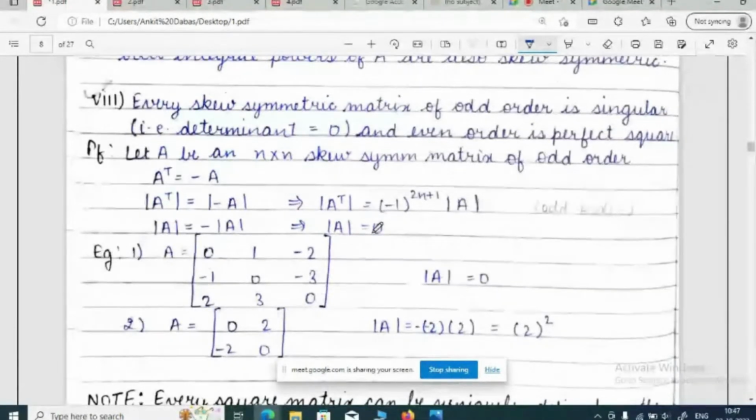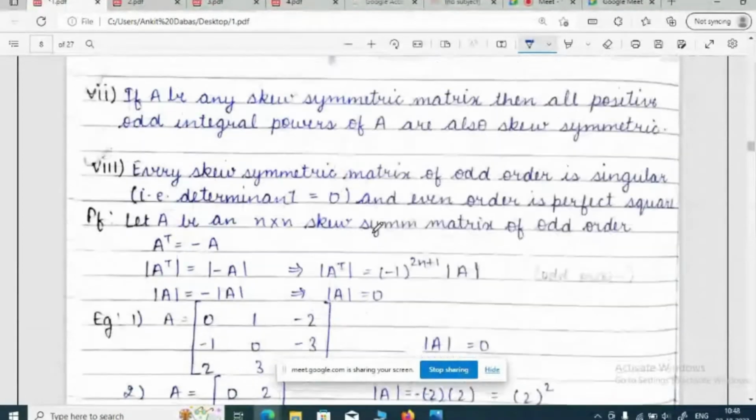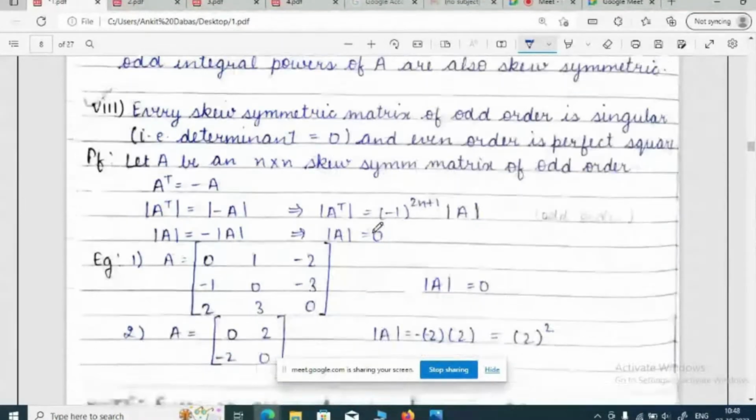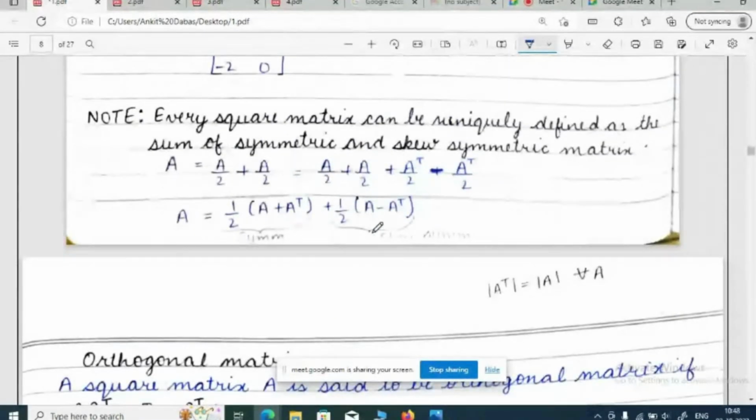Next, every skew-symmetric matrix of odd order is singular, we use this result in a very large number of questions. One more thing, if the order of the skew-symmetric matrix is even, in that case, its determinant is a perfect square. And every square matrix can be uniquely defined as sum of symmetric and skew-symmetric matrix.